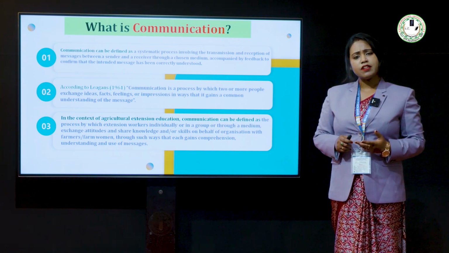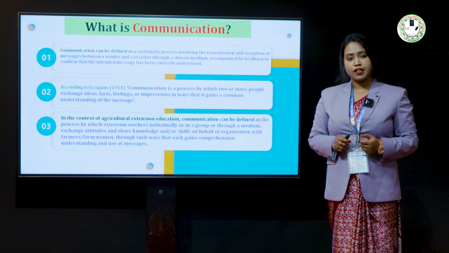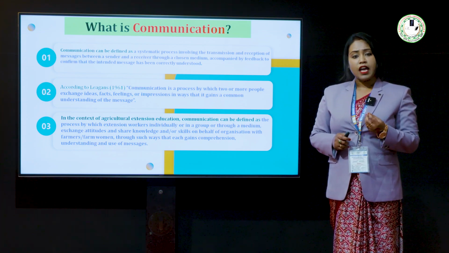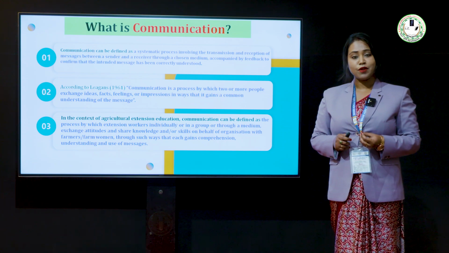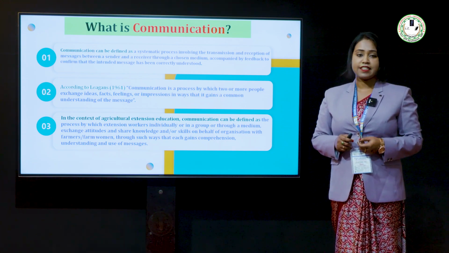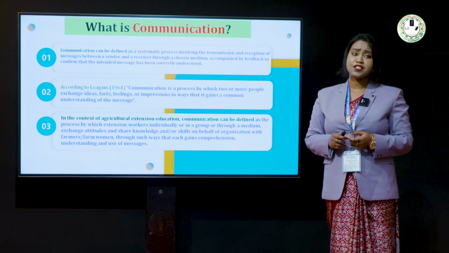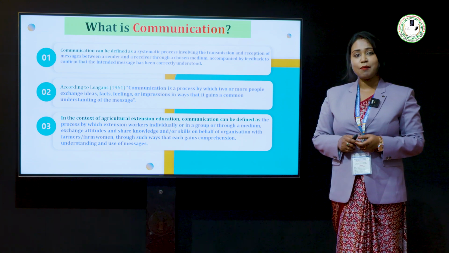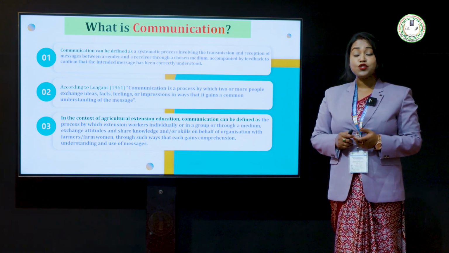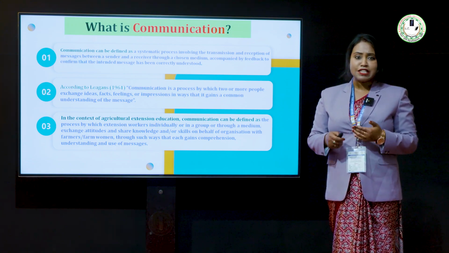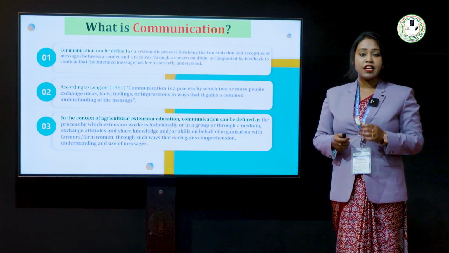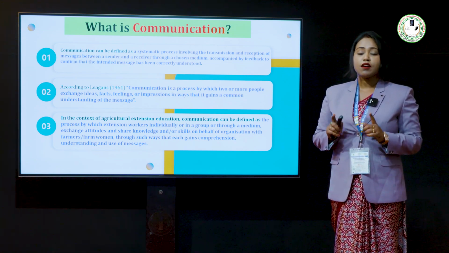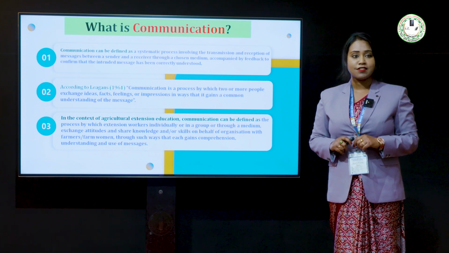So there are several definitions of communication. Among these, the most generous and popular definition was given by Liggins. According to him, communication is a process by which two or more people exchange ideas, facts, feelings, or impressions in ways that it gains a common understanding of the message.